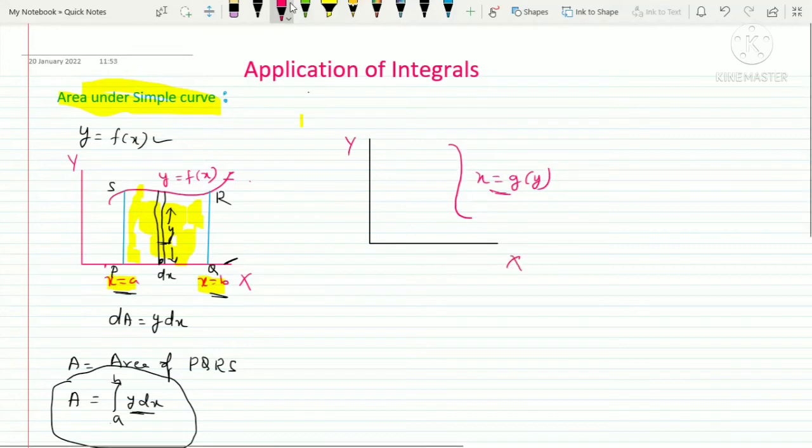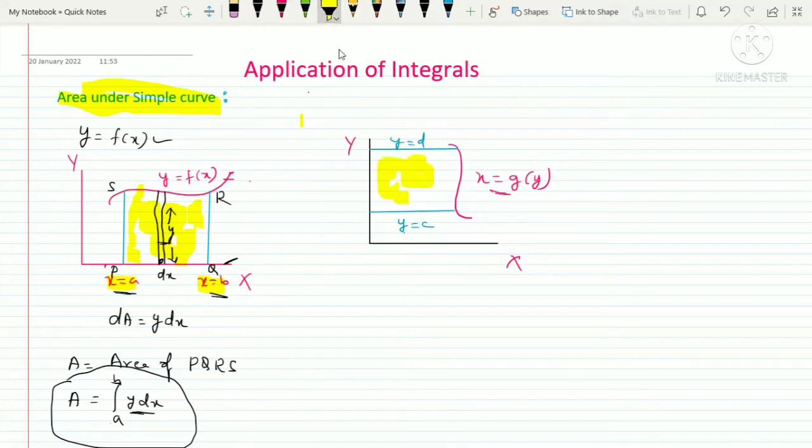Between the interval, I will take two lines, between y is equal to C to y is equal to D. What is the area bounded by this curve? What is the area of this one? We should find that. I will name it PQRS.